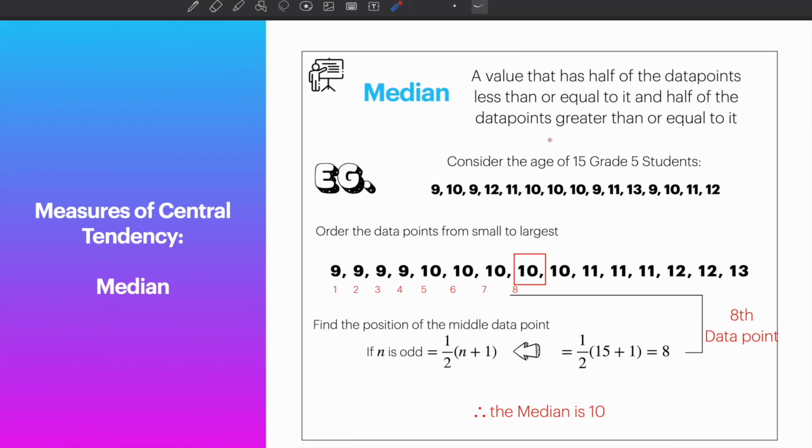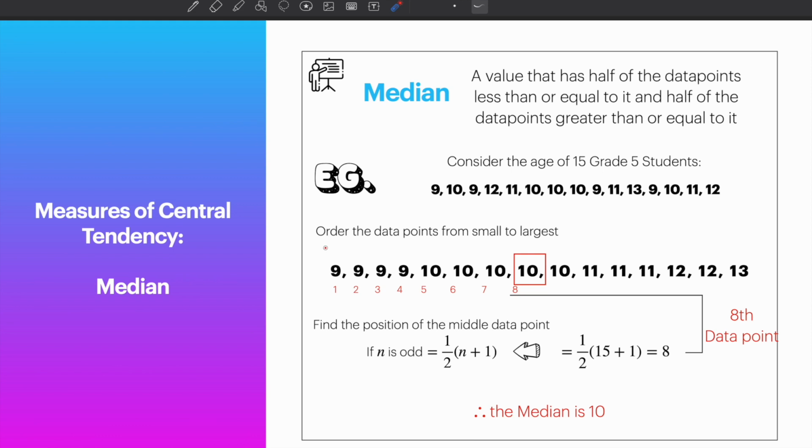This median is a value that has half of the data points less than or equal to it, or half of the data points greater than or equal to it. So you'll see by an example that we will consider here again. We use the example from our previous mean calculation where we looked at the age of 15 grade 5 students.